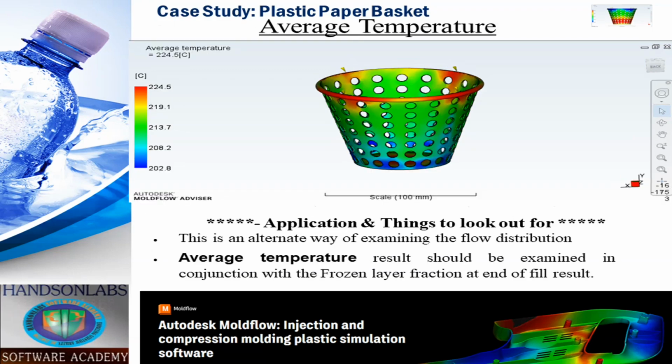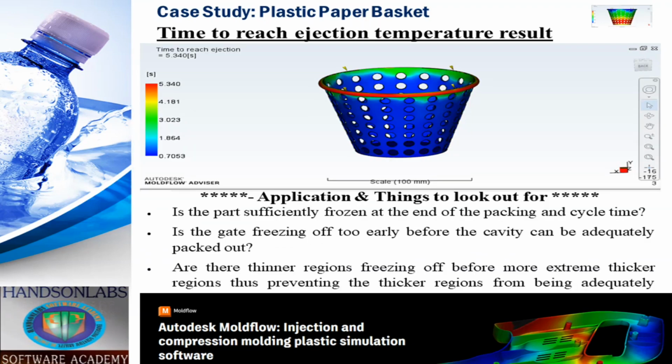Now let's move on to the average temperature. The applications and very important things you can look out for include, but are not limited to, this could actually be an alternative way of examining the flow distribution under this particular results section, the method. Then the average temperature results should be examined in conjunction with the frozen layer fraction at the end of fill results. Let's now move to the time to reach injection temperature results.